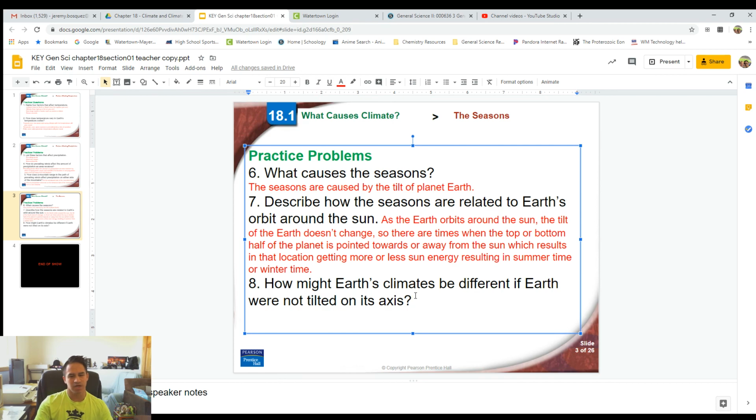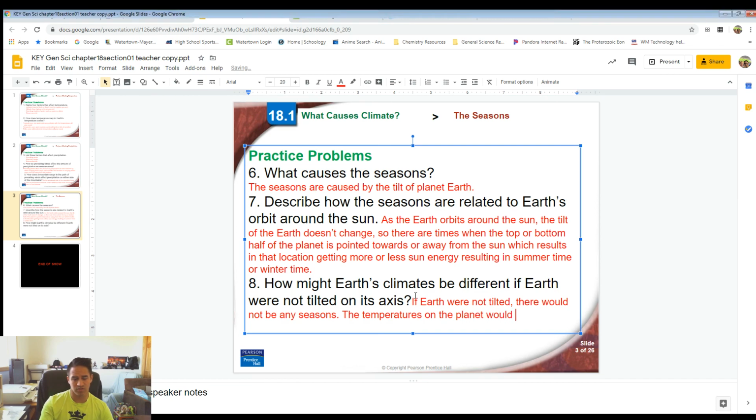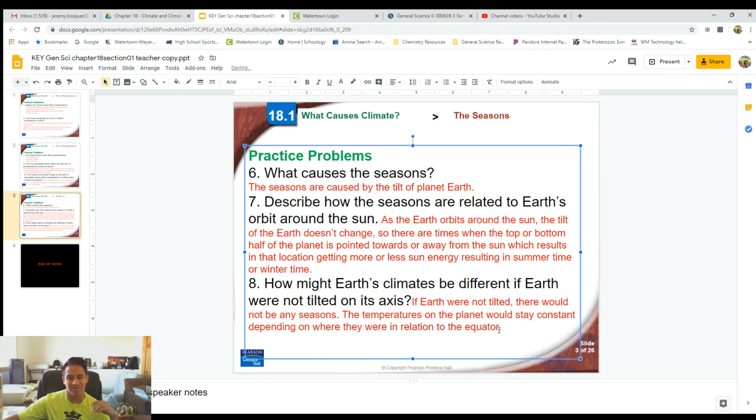All the time. So basically we can say that if Earth were not tilted, there would not be any seasons. The temperatures on the planet would stay constant depending on where they were in relation to the equator. Okay, so there wouldn't be any seasons. Temperatures on the planet would pretty much stay the same all the time. And depending on where you are in relation to the equator, whether you're on the equator or further away, it's going to be hot there, cold there all the time. There's no change. So, all right, that is the last question for this section of notes.